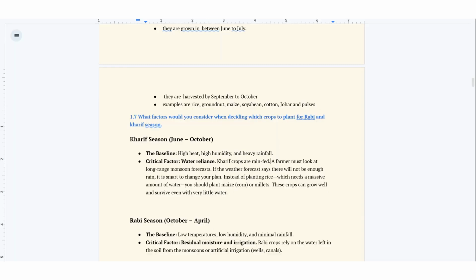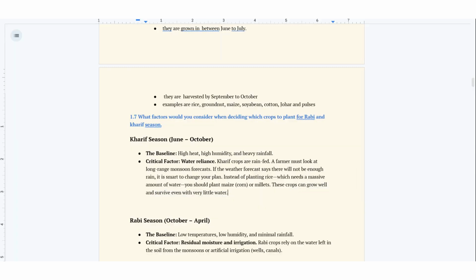A farmer must look at the long range of monsoon forecasts. So, in news or meteorological departments, you will have the information like will the monsoon be good this year, or is it heavy, or is it very light? If the weather forecast says there will not be enough rain, it is smart to change the plan. Instead of planting rice, which needs a massive amount of water, you should plant maize or millets. These crops can grow well and survive even with less water.